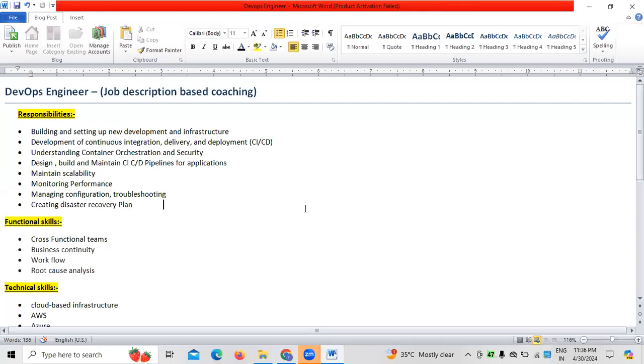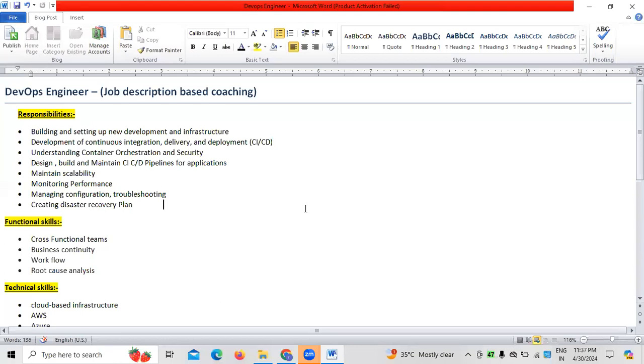So if you want to build an infrastructure, it can be AWS, for example. Two cloud services we have, right? Either it can be AWS or it can be Azure. Using a cloud service provider like AWS or Azure, we can develop infrastructure as a service, we can hire services of infrastructure. At the same time, we can choose platform as a service or software as a service. So building and setting up new development infrastructure is something a DevOps engineer should be experienced with.